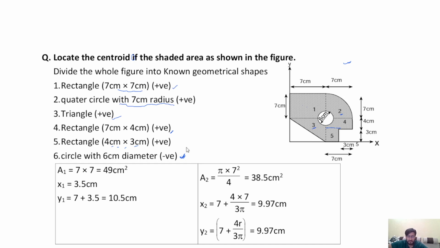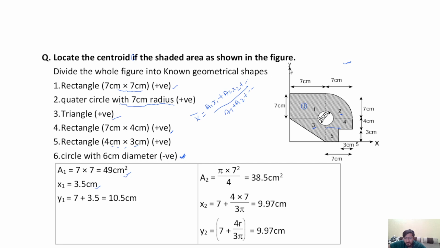So first, for the determination of the centroid of the whole figure, we have one standard formula, that is x bar is equal to a1 x1 plus a2 x2 plus dot dot dot divided by a1 plus a2 plus dot dot dot. That's why we first calculate the area of the individual figure and the centroidal distance of the individual figure. So we first calculate the area of the rectangle, that is 7 into 7, that is 49 centimeter square. This is the first rectangle, and x1 is the centroidal distance of this rectangle.